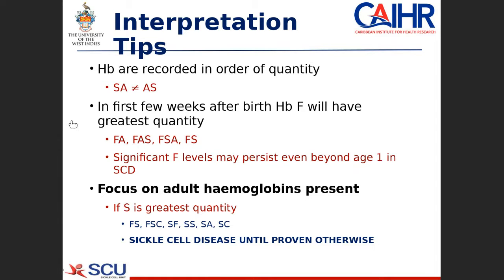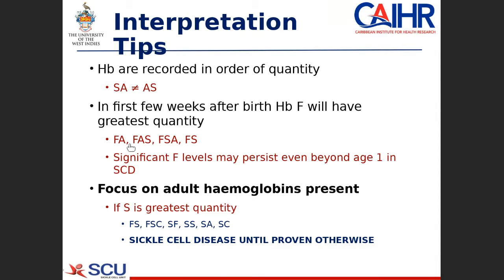The other thing which we mentioned before is that in the first few weeks after birth, hemoglobin F is going to be in greatest quantity. So hemoglobin F will always appear first. In the first 6 to 8 weeks, your results will always look like this: FA, FAS, FSA, F and S, because hemoglobin F is in the greatest quantity. As your hemoglobin F levels start to fall off, hemoglobin F will be placed after your adult hemoglobins.